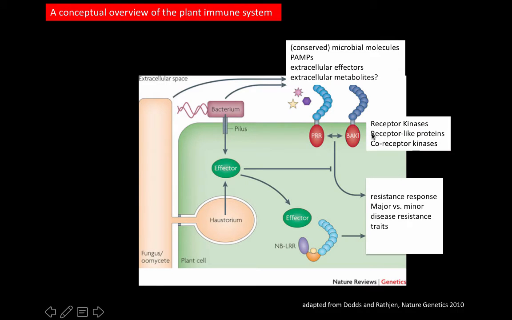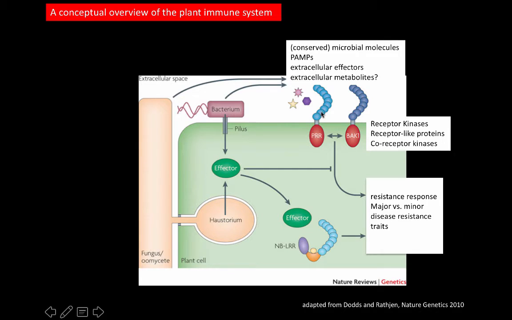The take-home message is that you have two layers of immune response. One is happening in the apoplast, at the outside of the cell, and one is intracellular. Let's focus first on the extracellular part. Fungi, bacteria and oomycetes secrete or release molecules into the extracellular space, into the apoplast, and plants have receptors which stick out into the apoplast to recognize these molecules.